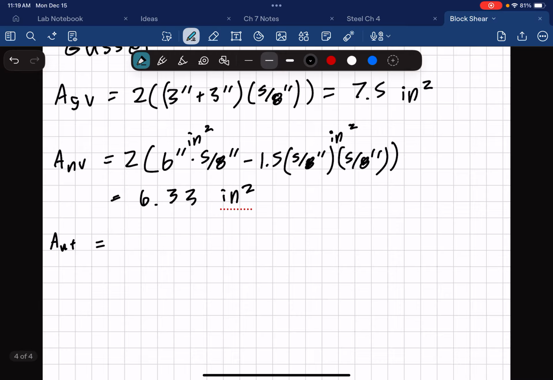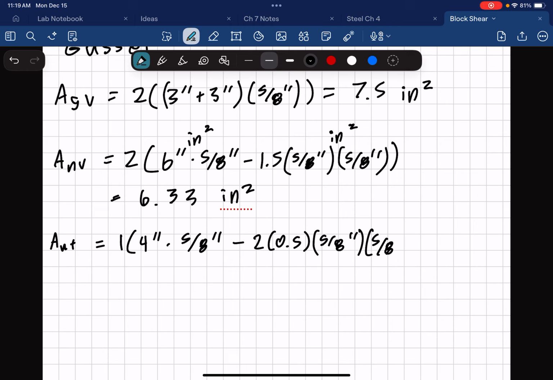Now if we go to do the tension, we're going to do the same thing we did last time. We only have one failure plane. It is a 4-inch connection times a 5/8 inch thickness of material, minus 2 times 0.5 bolt holes, because we have those two connections. Then we have a hole diameter of 5/8 of an inch, and a material thickness of 5/8 of an inch.